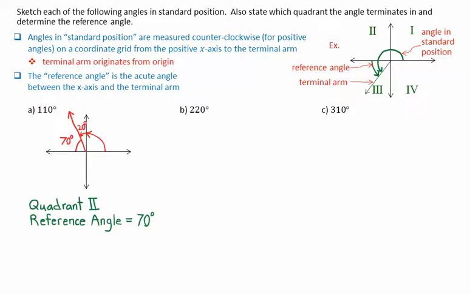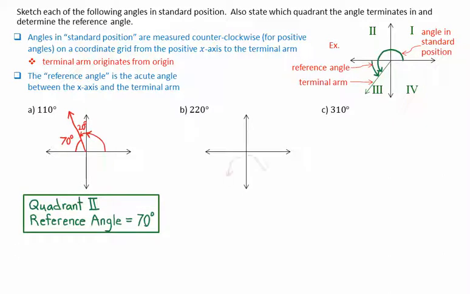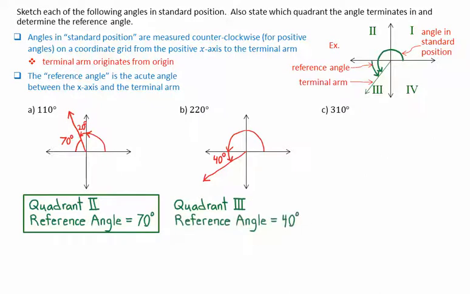For the next example, 220 degrees. Going from the positive x-axis to the negative x-axis uses up 180 degrees. This means we then have 40 degrees left to make 220 degrees. This corresponds to quadrant 3 and a reference angle of 40 degrees.